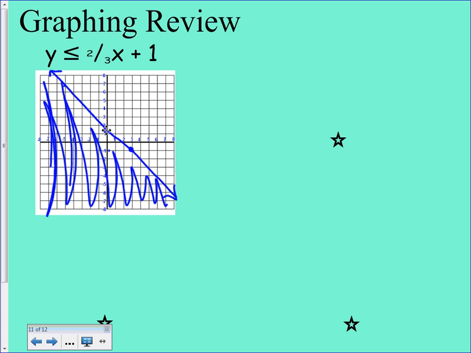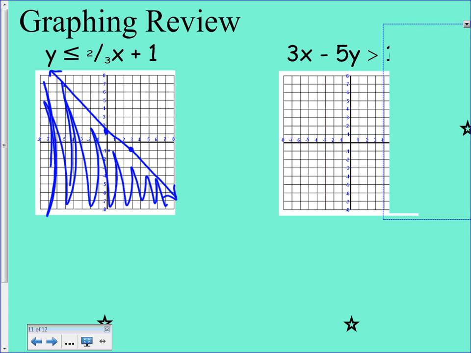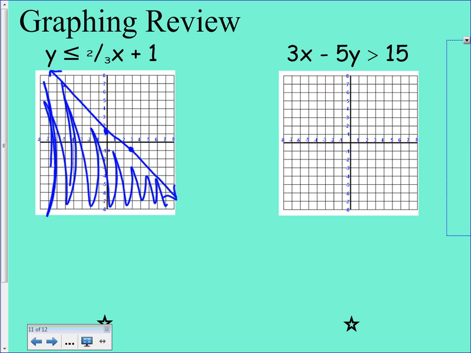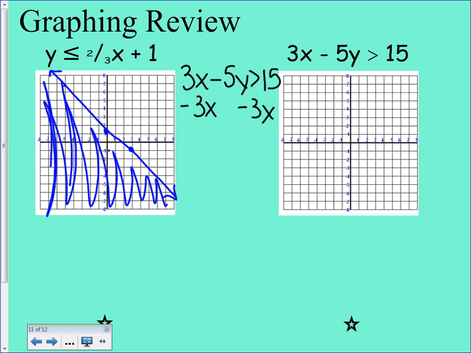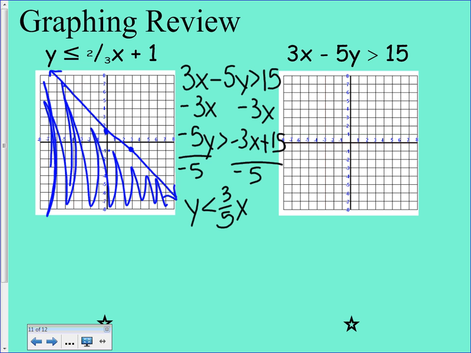Okay, let's take a look at number 6. In order for us to solve that, we have to graph it. We have to solve it for y. So subtract 3x from both sides. Then you get negative 5y is greater than negative 3x plus 15. Divide both sides by negative 5. And then because I'm dividing by a negative, I'm flipping my sign. Negative 3 over negative 5 is positive 3/5 x. 15 divided by negative 5 is negative 3.